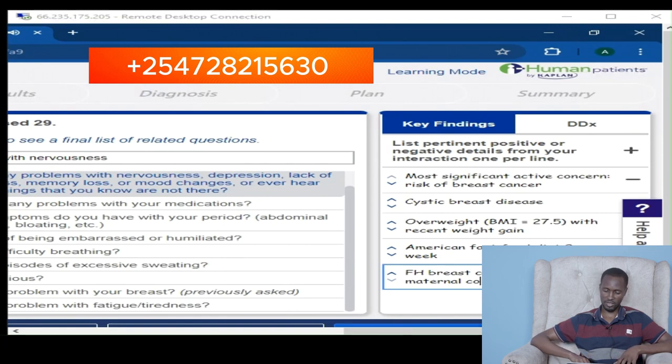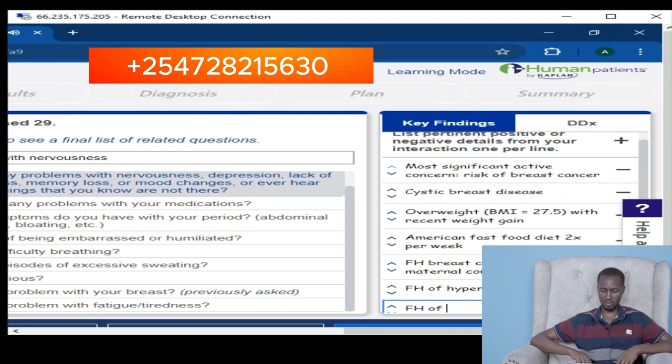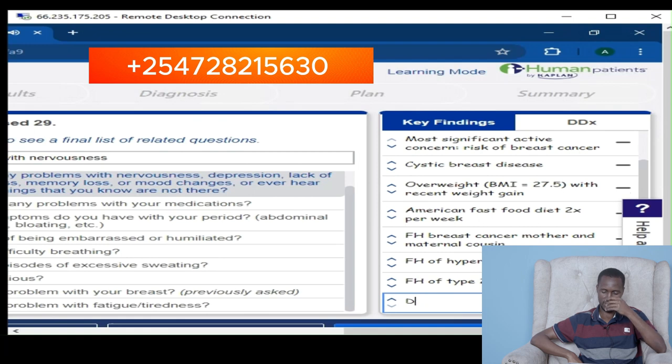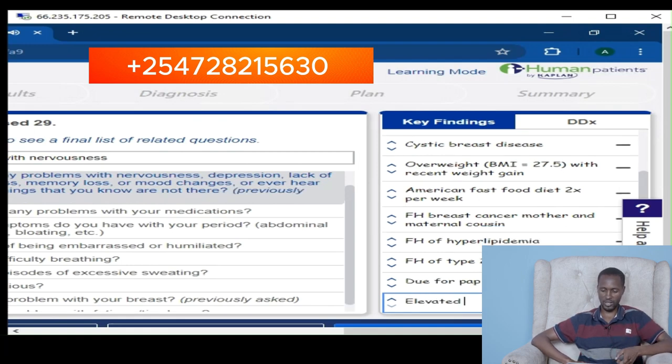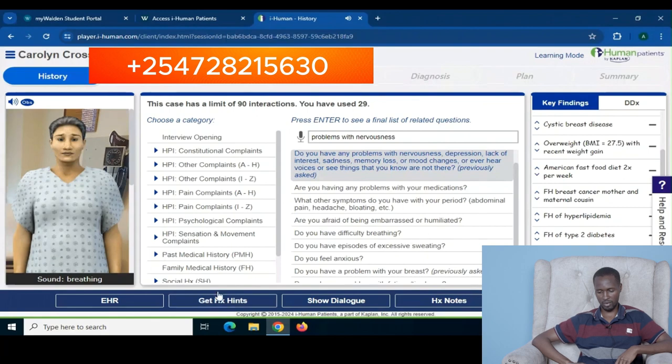So that's also a key finding. Her father has hyperlipidemia. That's a key finding. Another key finding is type 2 diabetes, which the mother has. Then this patient had visited the clinic for a pap smear, so she's also due for another one. You have to include that one. Then she also has elevated blood pressure.